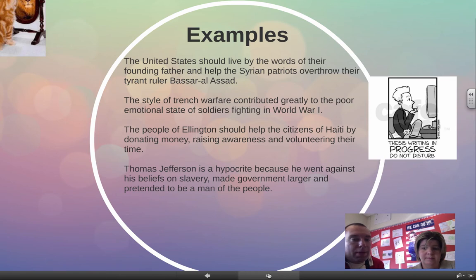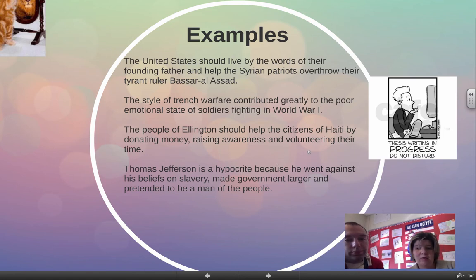Yep. "The people of Ellington should help the citizens of Haiti by donating money, raising awareness, and volunteering their time." Now, this thesis statement is going to be all about how Ellington should help Haiti, and because this is listed as a listed thesis statement, I can tell that in the body paragraphs, it's going to talk about donating money, raising awareness, and volunteering time. So I'm going to probably have one paragraph about donating money, one paragraph about awareness, and one about volunteering time.